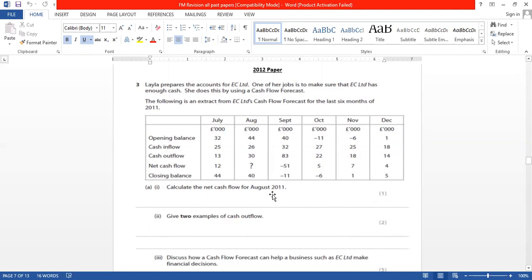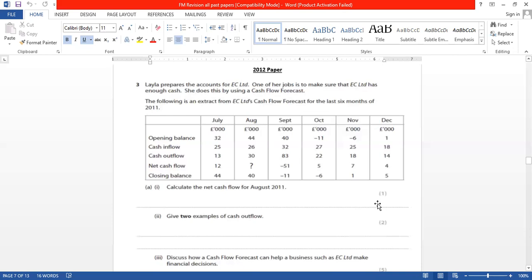I told you the net cash flow already is cash inflow minus cash outflow. The August month, you can see this is August, here we go. Here a question mark is there. They haven't given the net cash flow figure. You can use any calculation. You can see the closing balance, and we have to find the net cash flow. Net cash flow equals cash inflow minus cash outflow. You can see cash inflow is 26,000 pounds, cash outflow is 30,000 pounds. So the value is how much? Yes, minus 4,000 pounds. When you write this answer, you can say it's minus 4,000 pounds.